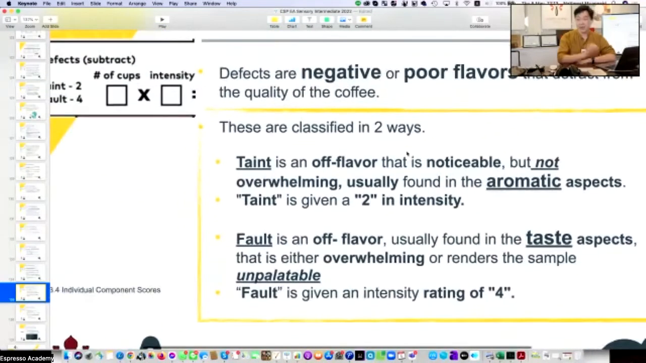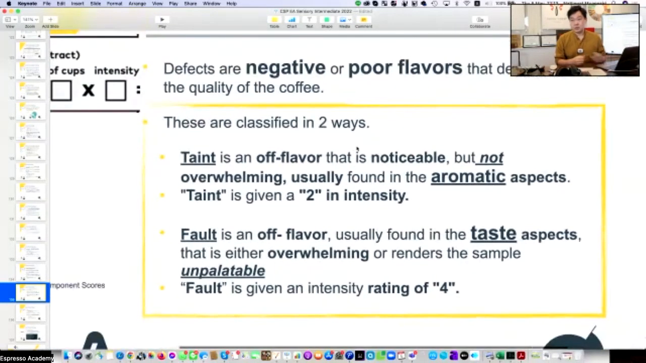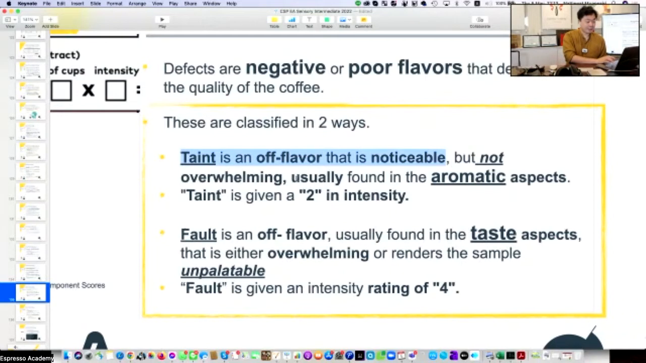So defect, as mentioned: if you find something wrong in the clean section, is it not clean? And you say it's not from coffee, then we have to discuss how bad it is. The defects are negative, a poor flavor, how bad it is. Taint is something noticeable, not so bad, not overwhelming. It's just a little bit. But if it's something terrible, like I cannot take it anymore, it's unpalatable, I don't want to taste it again, it's a fault. If it's there from hot to warm to cool, then it's pretty much a fault.